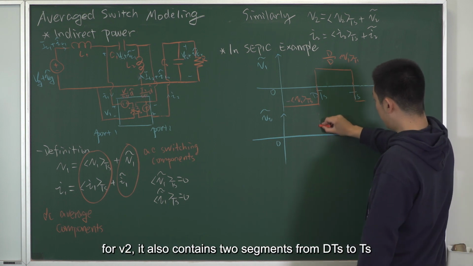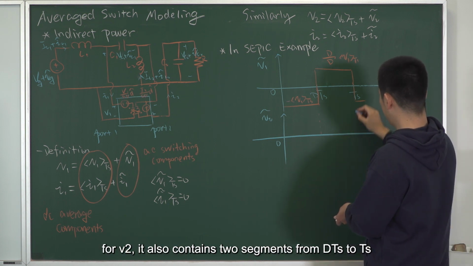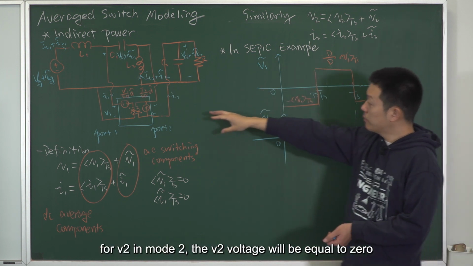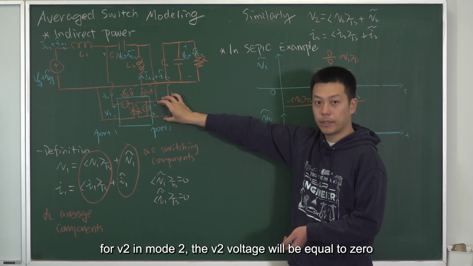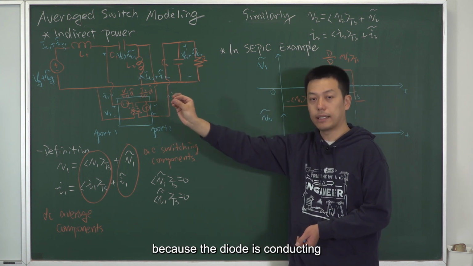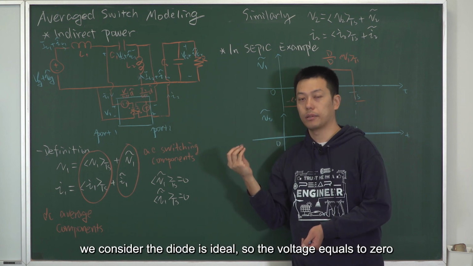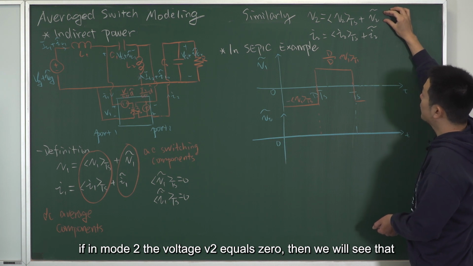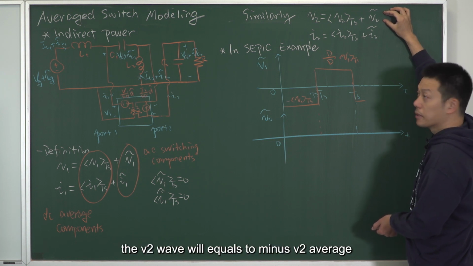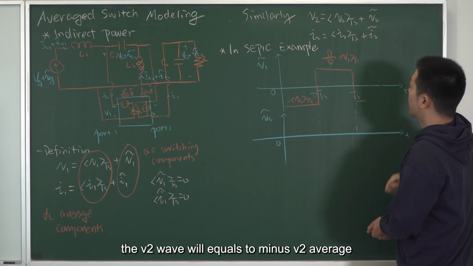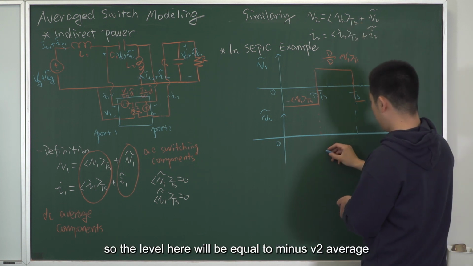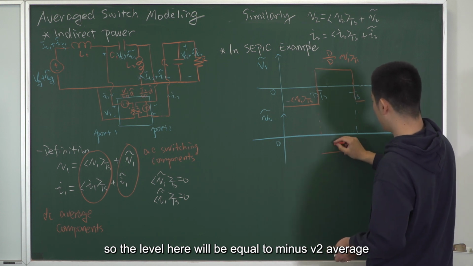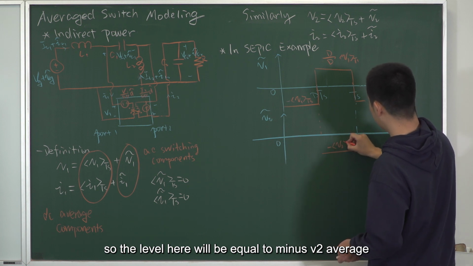For V2, it also contains two segments, right? Two segments from DTS to TS. For V2, in mode 2, the V2 voltage will be equal to 0 because the diode is conducting. We consider the diode is ideal, so the voltage equals to 0. If in mode 2, the voltage V2 equals 0, then we will see that the V2 wave will equal minus V2 average. So the level here will be equal to minus V2 average.